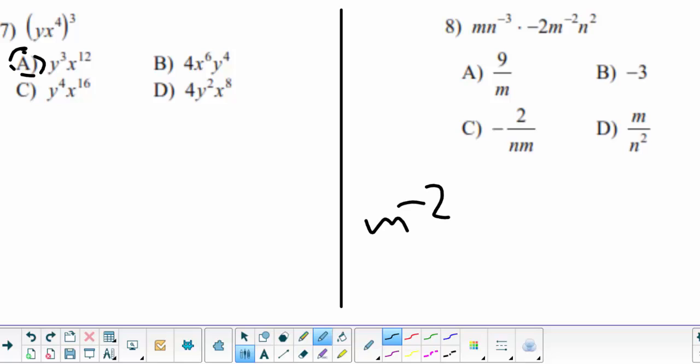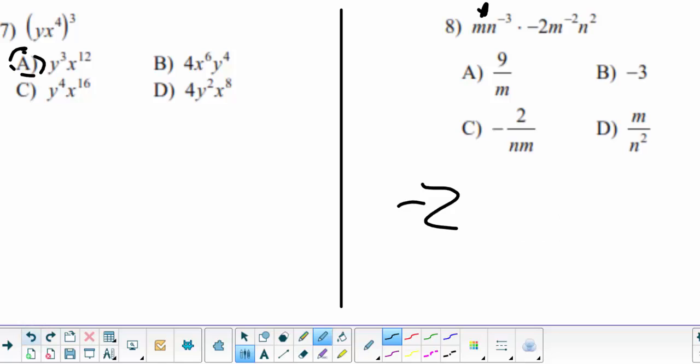So now we got m's. Oh wait, ain't that negative 2m? But it's just negative 2. It's the coefficient. Okay. So now we got to add m to the first power and negative 2. What's 1 plus negative 2? It'd be negative 1. What does that mean, though? Instead of writing that answer out, doesn't that mean we have an m that needs to go on the bottom?